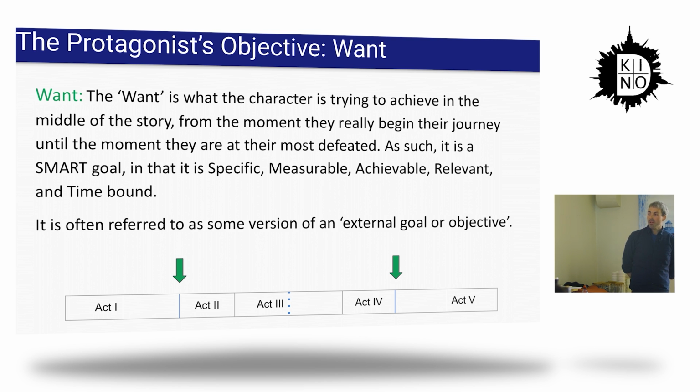So it's often referred to as some version of an external goal or objective. Again, doesn't matter whatever term you want to use, whatever makes sense to you, okay? But again, normally here, they'll decide to do something, right? And they will have either achieved or not achieved it here at the end of the long 2nd act, or at the end of Act 4 if you want to use a 5-act structure, okay?